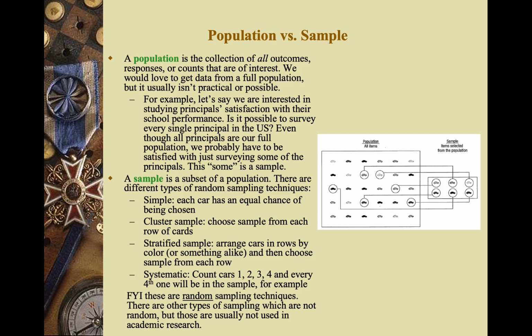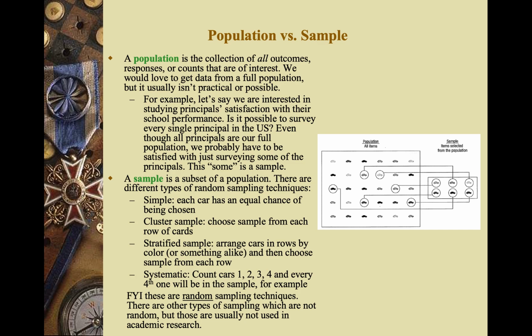We would love to get data from a full population, but it usually isn't practical or possible. So let's say as social science researchers, we're interested in studying principal satisfaction with their school performance. Is it possible to survey every single principal in the United States? Even though all principals are probably our full population because we're interested in studying principal satisfaction with their school performance, we can't access all principals. It's just not possible. How would we even begin to do that?